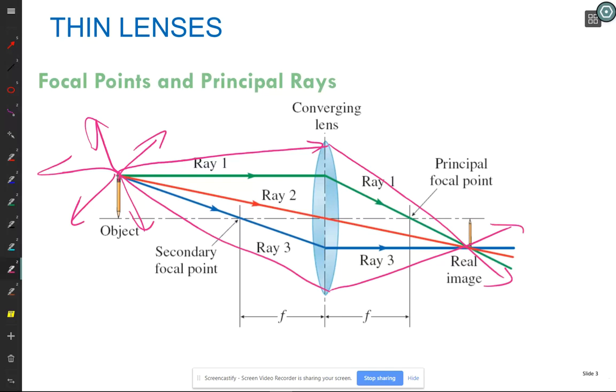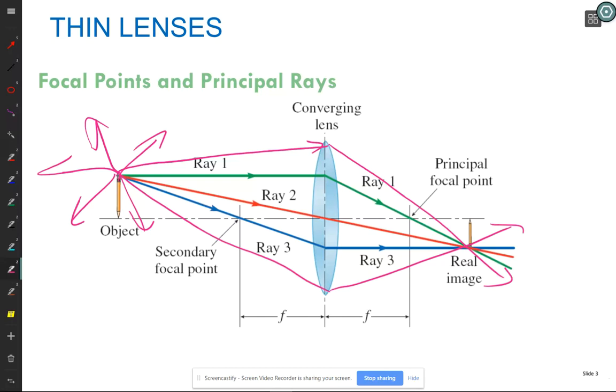Yes, Mira? So if we define where the real image is, how do we know what angle to draw them at, if that makes sense? If we have to figure out where the image slopes. Yes, it makes sense. The answer is we only choose 3 rays that are easy to do. The other ones are not easy to do.